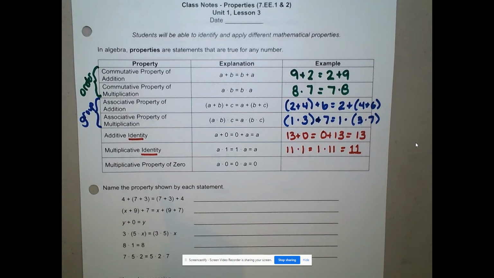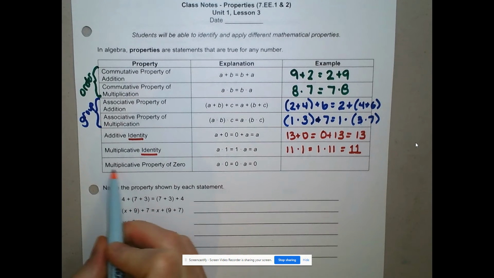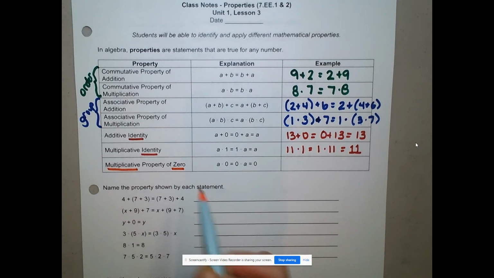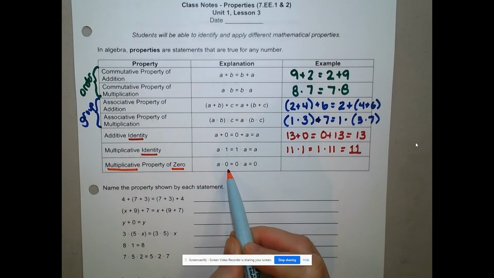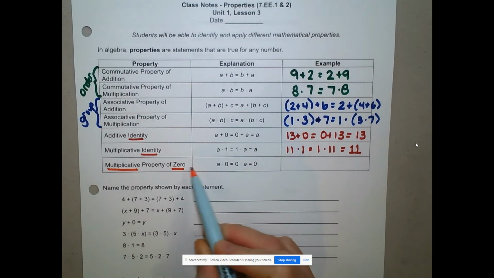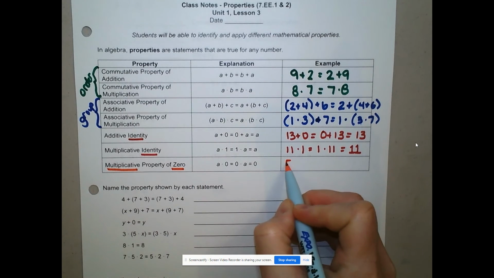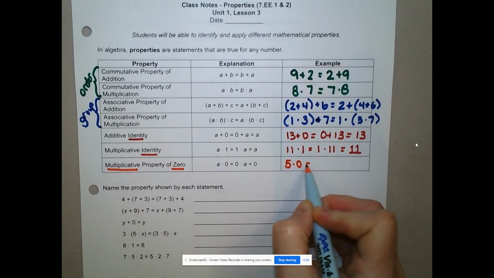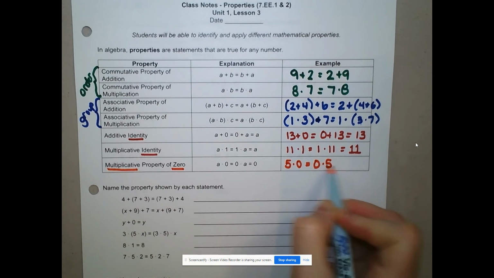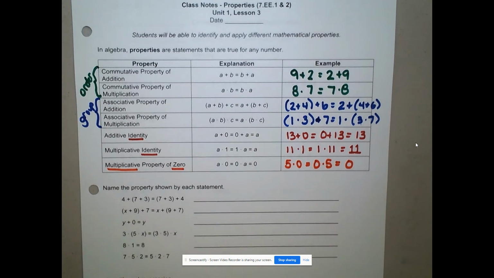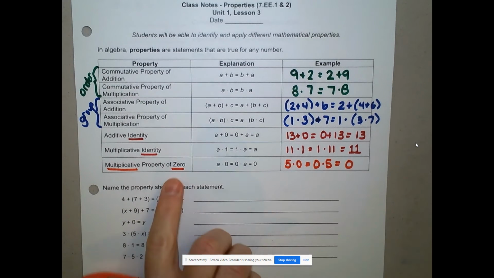Last but not least is the multiplicative property of 0, which is a mouthful. But you need to remember that it has to do with multiplying and 0. So if I multiply by 0, notice this is the only property with the word 0 in it. Multiplying by 0, what happens? If I do 5 times 0, it is exactly the same as doing 0 times 5, and both of them result in an answer of 0. So the only one where the answer is 0 is the only property that has 0 in the name.